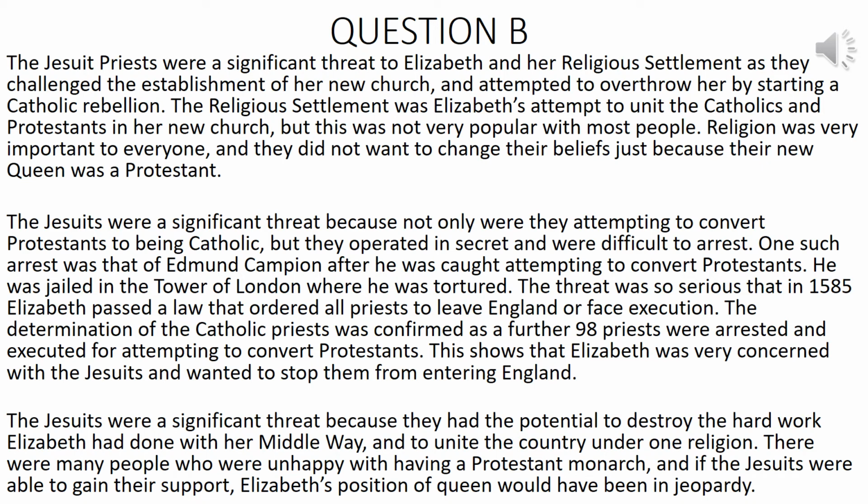The Jesuits were a significant threat because they had the potential to destroy the hard work Elizabeth had done with her middle way, and to unite the country under one religion. There were many people who were unhappy with having a Protestant monarch, and if the Jesuits were able to gain their support, Elizabeth's position of queen would have been in jeopardy.